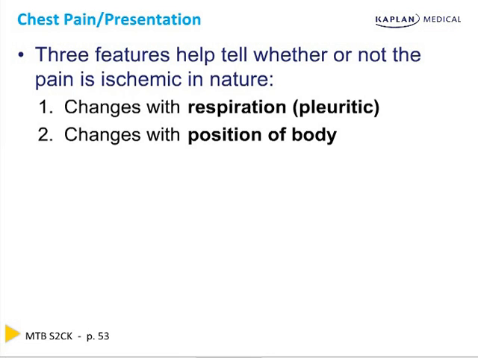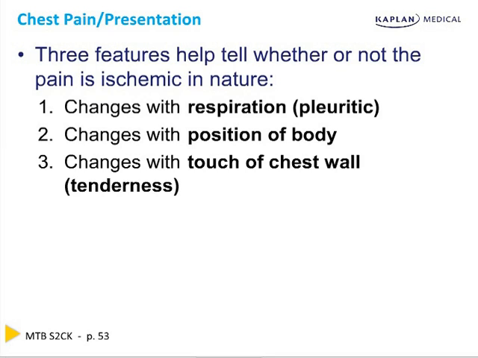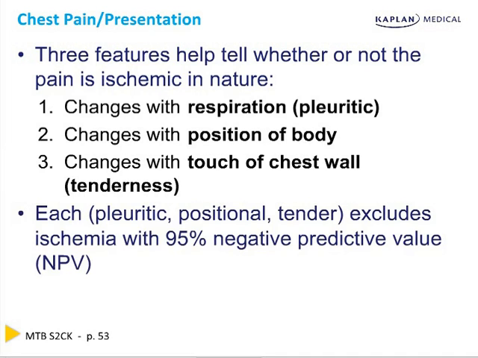If it changes with position, most likely diagnosis, not ischemic. Things that change with position are mostly pericardial. Things that change with respiration are pneumonia, pneumothorax, pleuritis, pulmonary embolus, pericarditis, which are all pleuritic. And if there's tenderness, it tells you it's not ischemic in nature. Each of these, positional, pleuritic or tender, tells you that there is no ischemia with 95% negative predictive value.